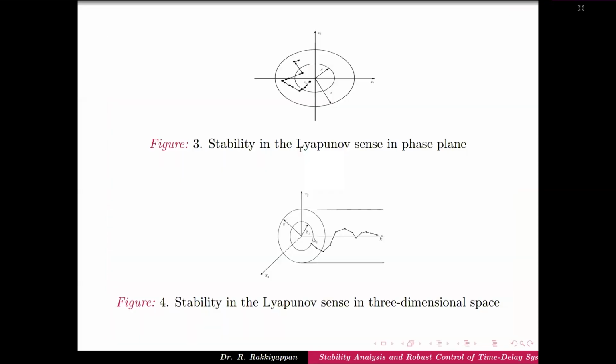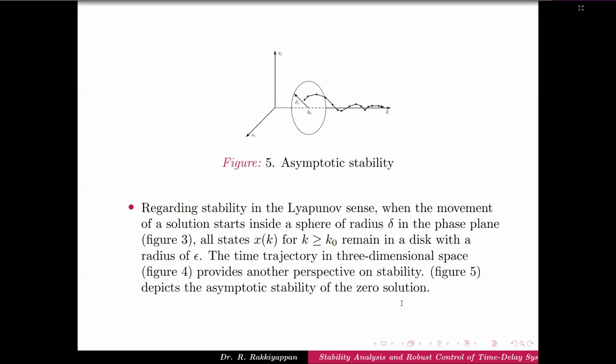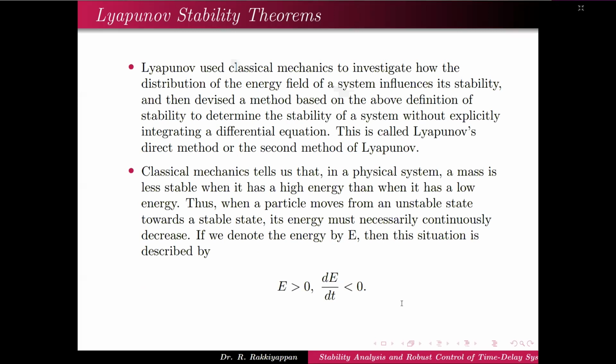And this is a figure representation for the stability of the discrete time system in the three-dimensional space. So the first one is in the space plane, and then the second one is the three-dimensional system, and then this is for the asymptotic stability.